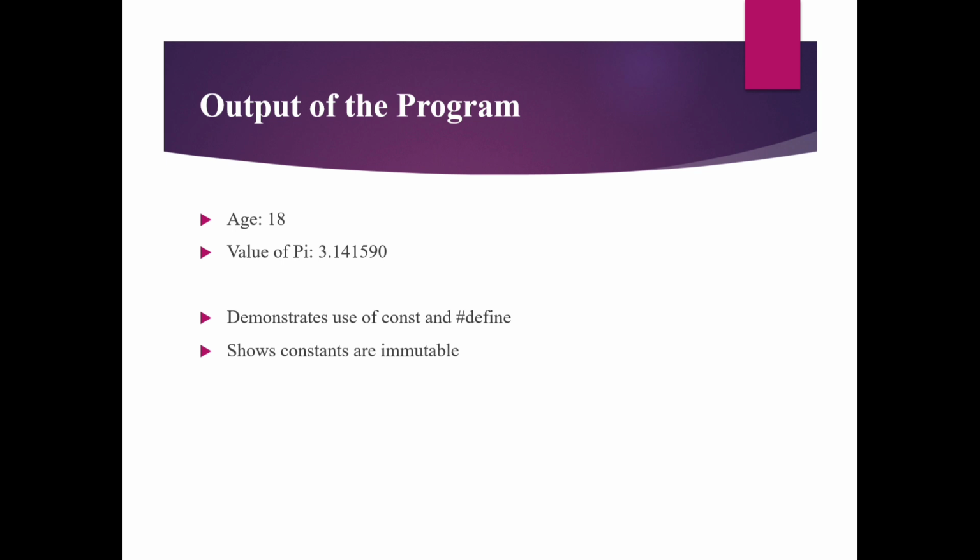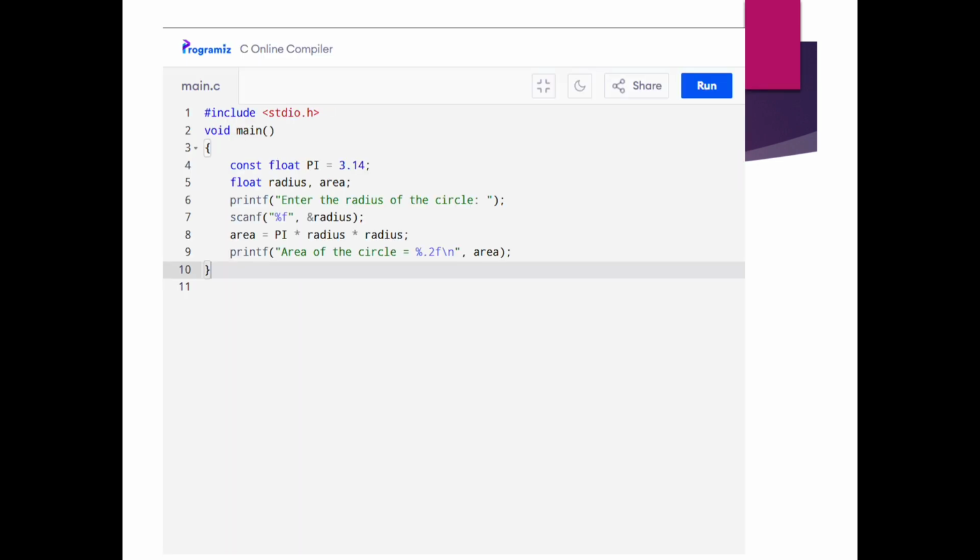And here's the output of this program. As you can see, the constants are being used just like normal variables, but with the safety that they cannot be changed. This is a practical demonstration of constants in real C code.